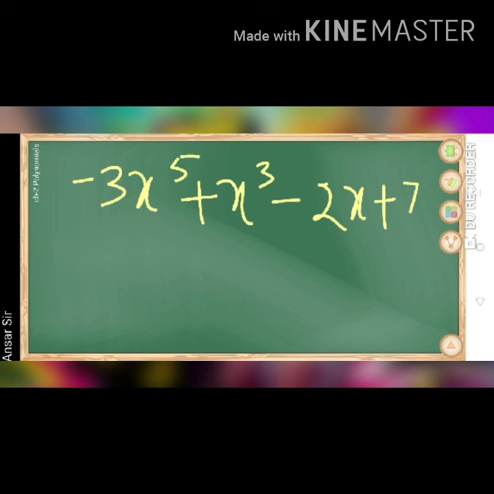Now write the degree of the polynomial. The degree of this polynomial is 5, because it is the highest degree of this polynomial.